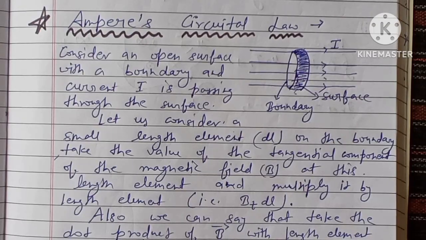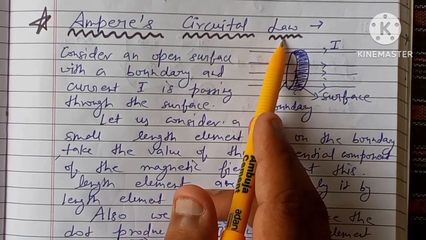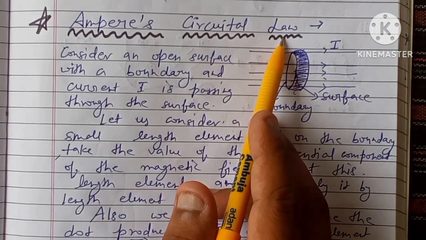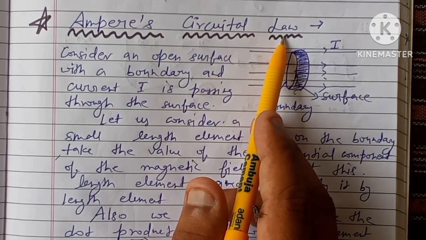Students, in this video, we are going to discuss Ampere's circuital law. This law is similar to Gauss law in electrostatics. You have to understand this law clearly.